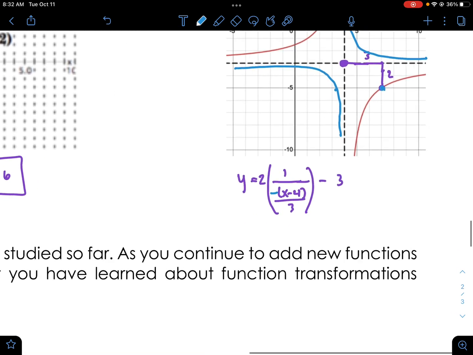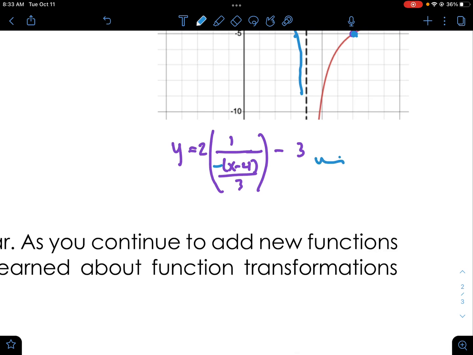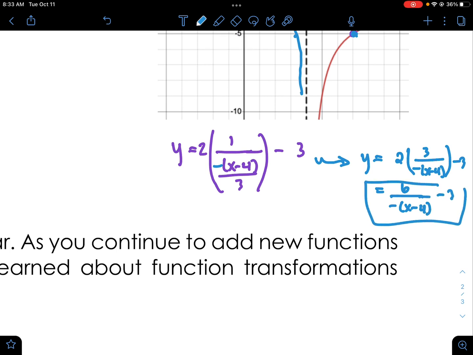Now this equation could be rewritten algebraically as y equals 2 times 3 over negative (x minus 4), minus 3, which would then allow you to write it as 6 over negative x plus 4, minus 3. And so that equation is the same as this equation.